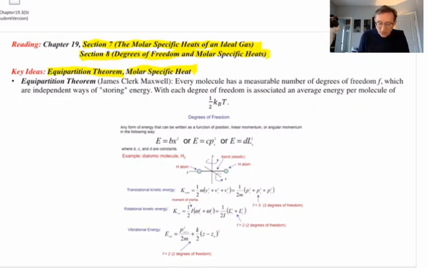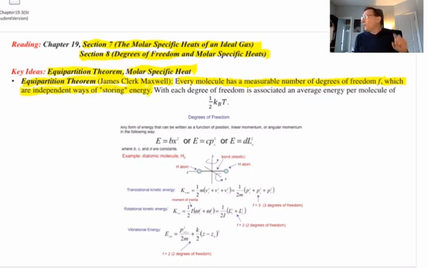We need this result called the equipartition theorem, proved in the 1800s by James Clerk Maxwell. That's how you pronounce that. And here's what the theorem says. Every molecule has a measurable number of degrees of freedom, F. So F is a number, an integer: 1, 2, 3, 4, 5, 6, 7, 8, 9. F denotes how many degrees of freedom a molecule has. What's a degree of freedom? Well, loosely speaking, it's a way of storing energy, although I'm going to get more specific than that.